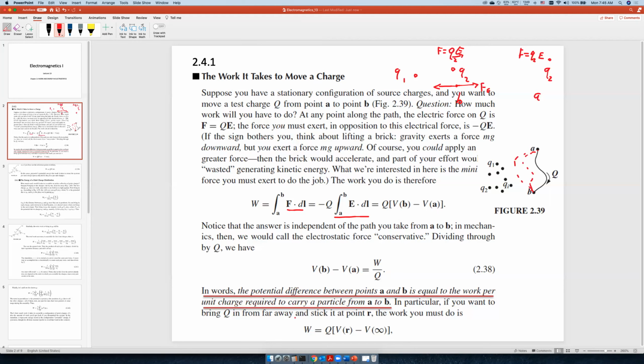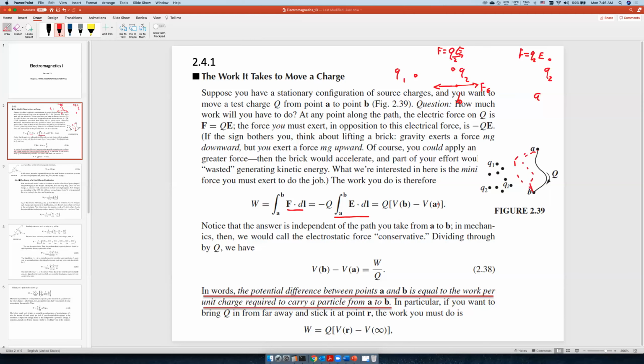And in particular, if you want to bring Q from far away and place it at point R, then the work you must do is, okay, so here we bring it from A to B or from B to A, but if you want to bring it from infinitely far away, then you just substitute A with the infinite position, and then it's VB minus V at infinity.